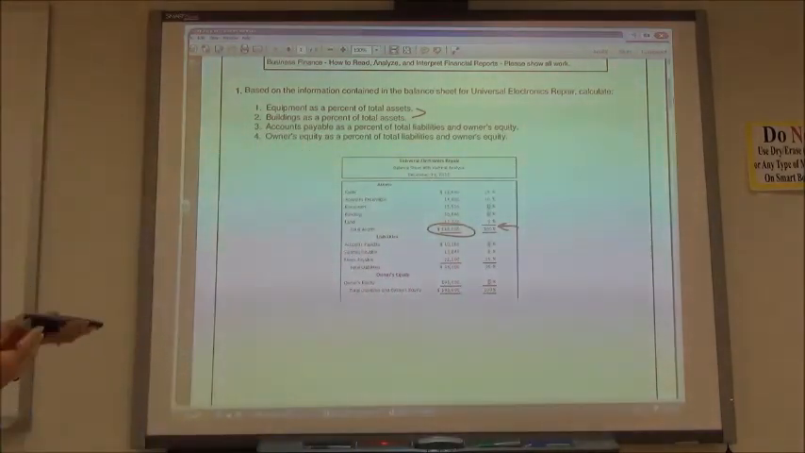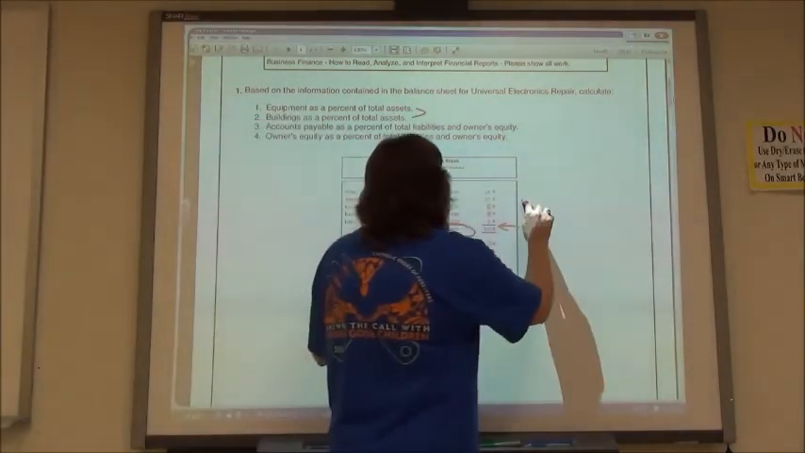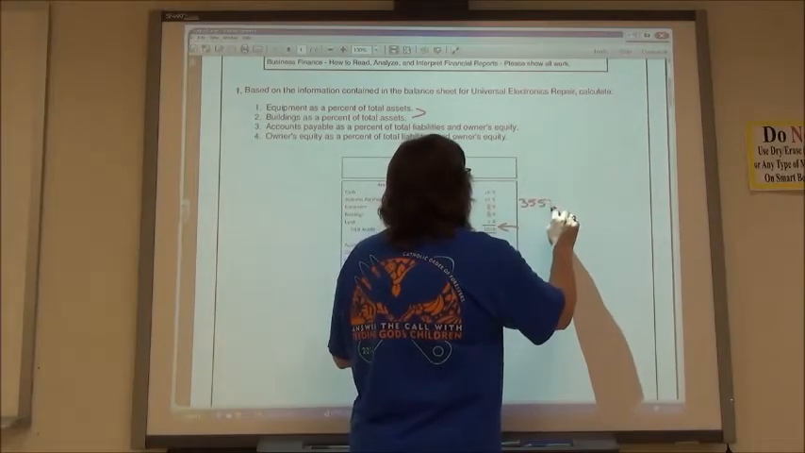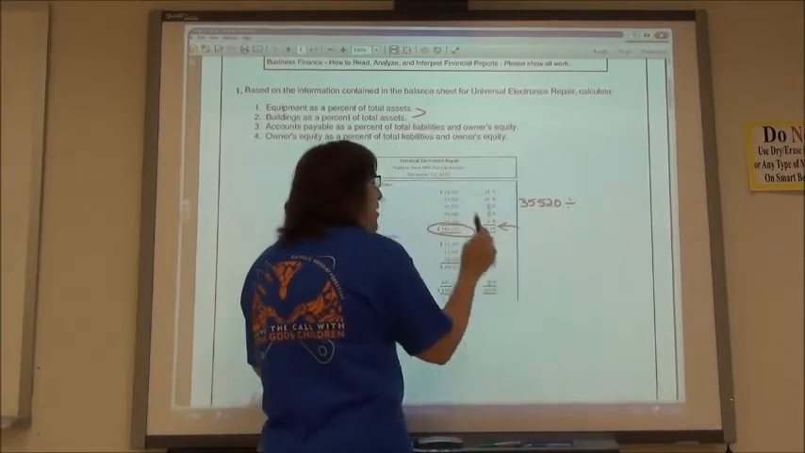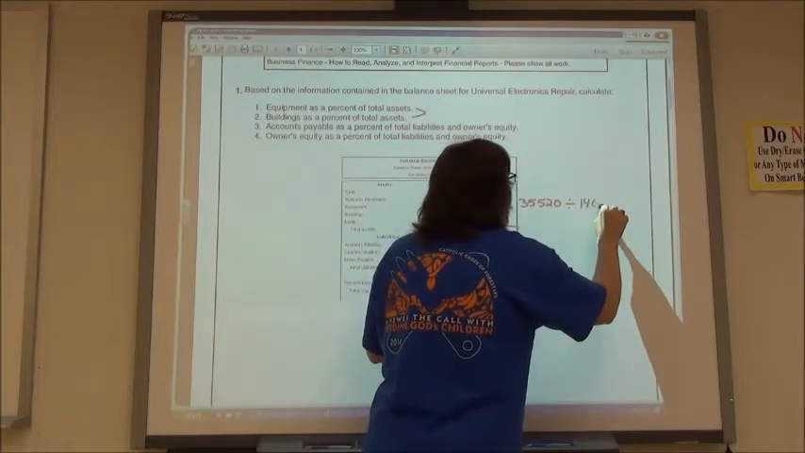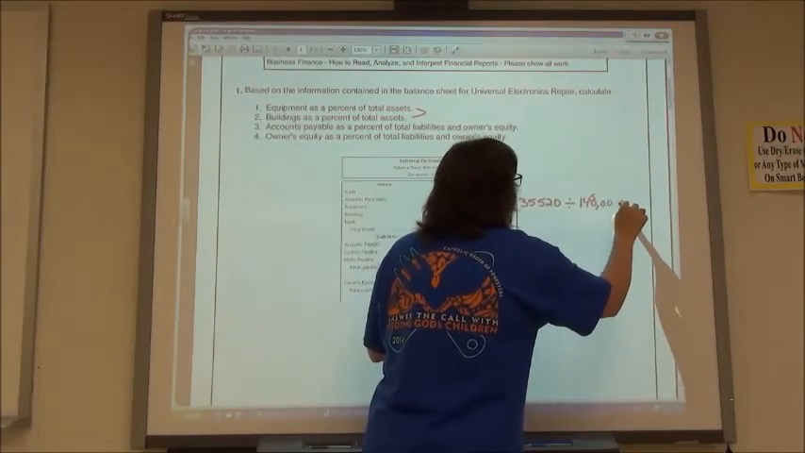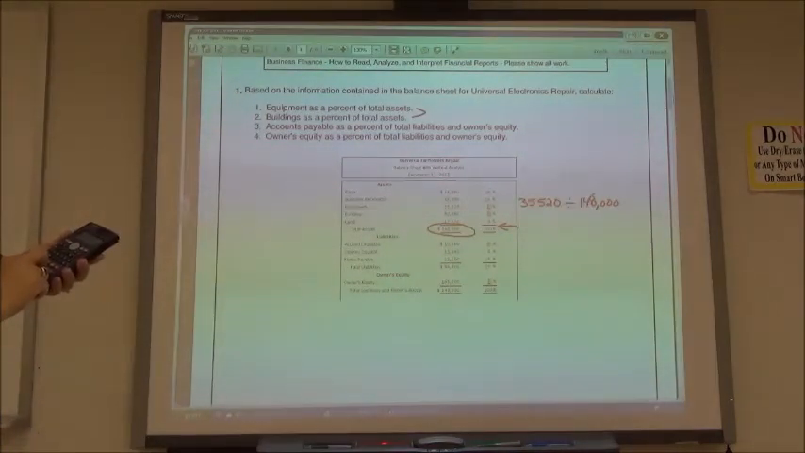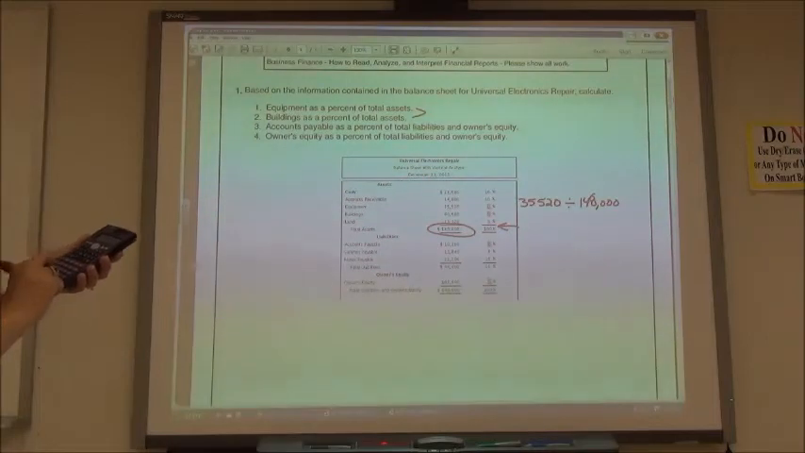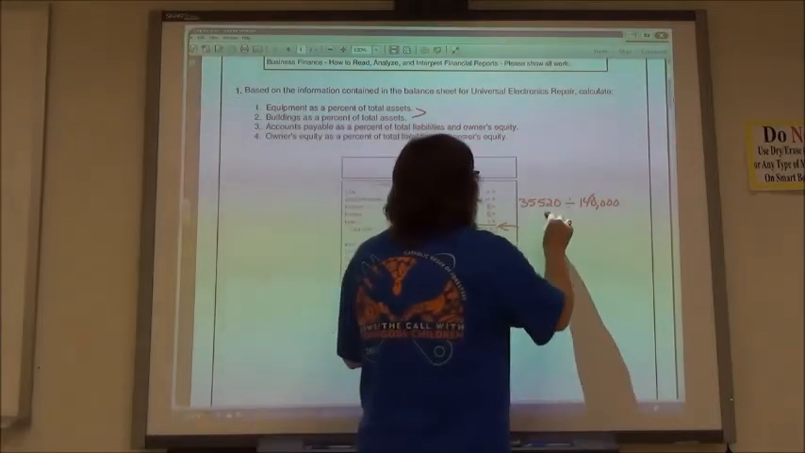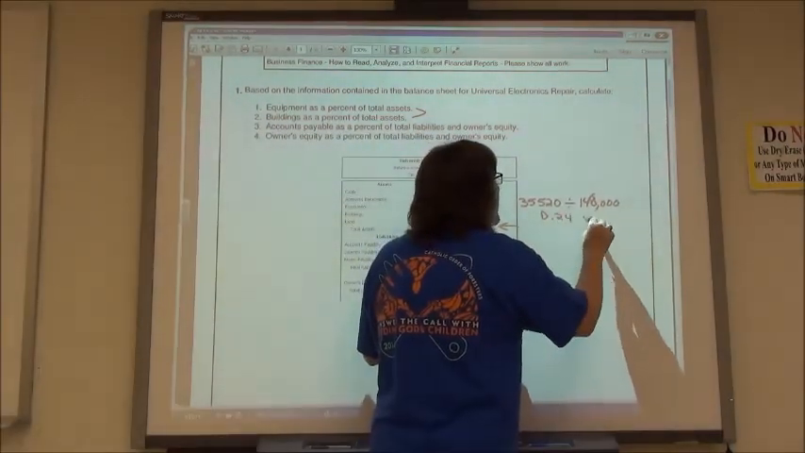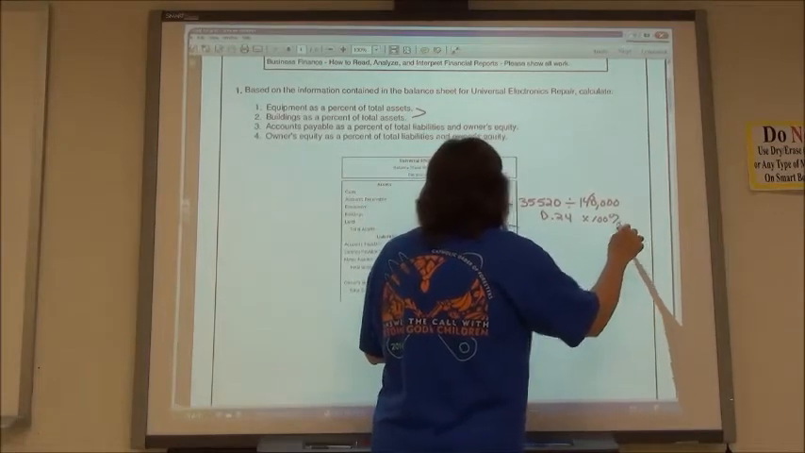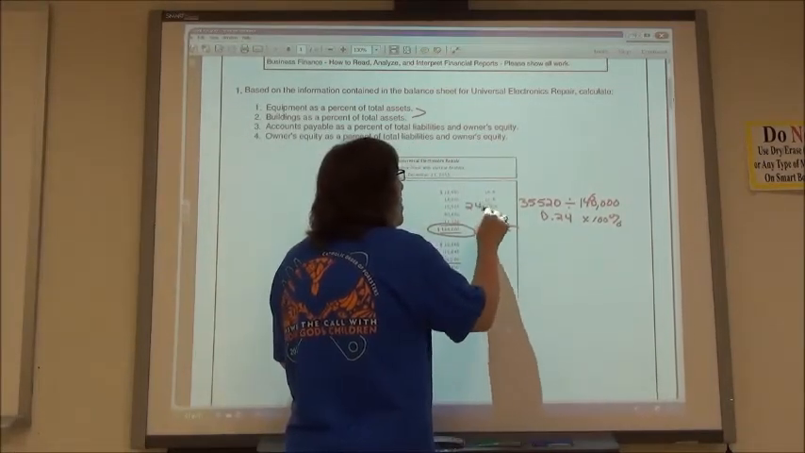So to do the equipment, we're going to take the 35,520 and divide it by our total assets, our 148,000. So 35,520 divided by 148,000, we get 0.24, which times 100 means we get 24%.